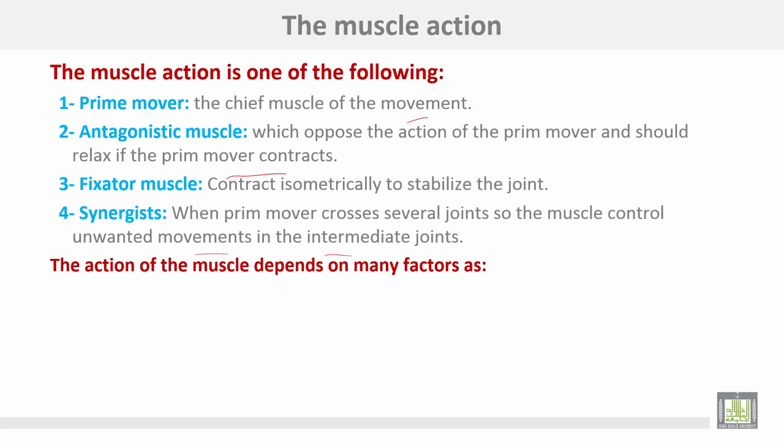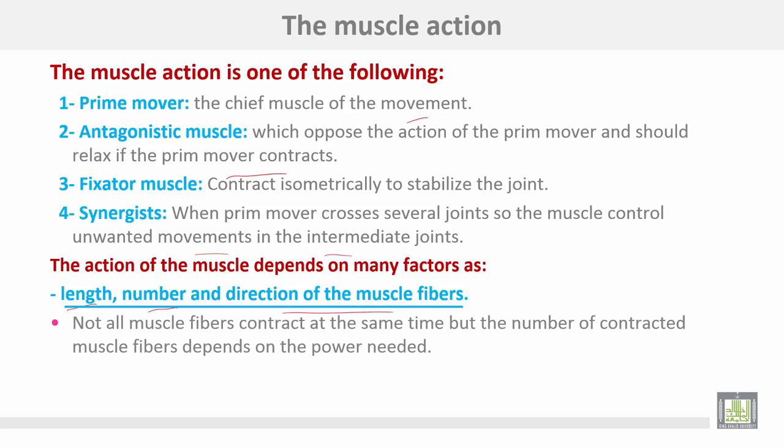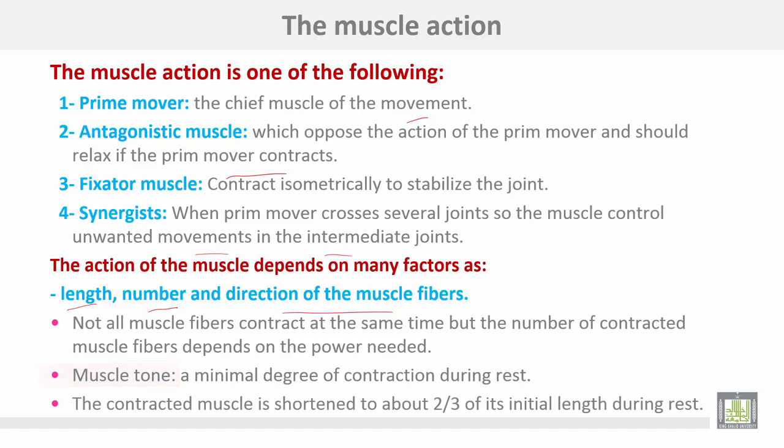The action of the muscle depends on many factors, such as the length, number, and direction of the muscle fibers. Not all muscle fibers contract at the same time, but the number of contracted muscle fibers depends on the power needed. The muscle tone is a minimal degree of contraction during rest. The contracted muscle is shortened to about 2/3 of its initial length during rest.